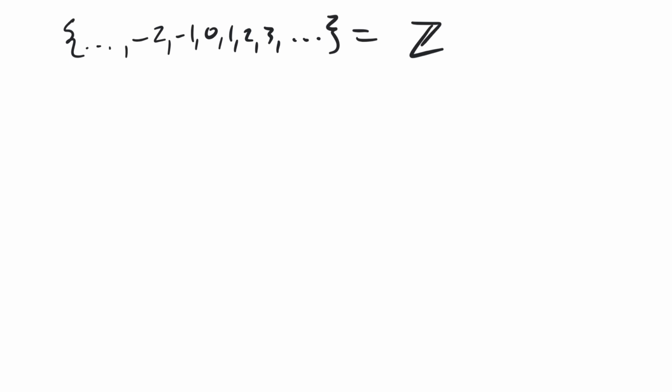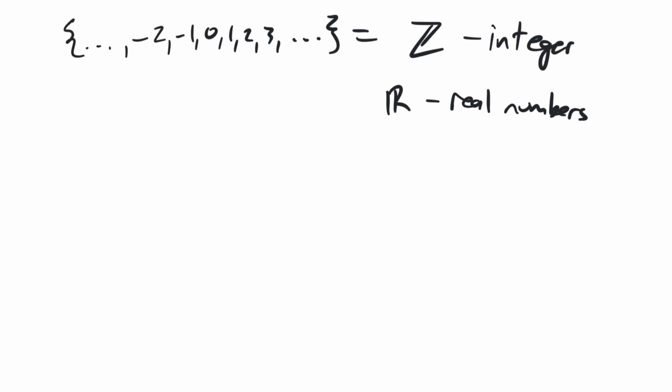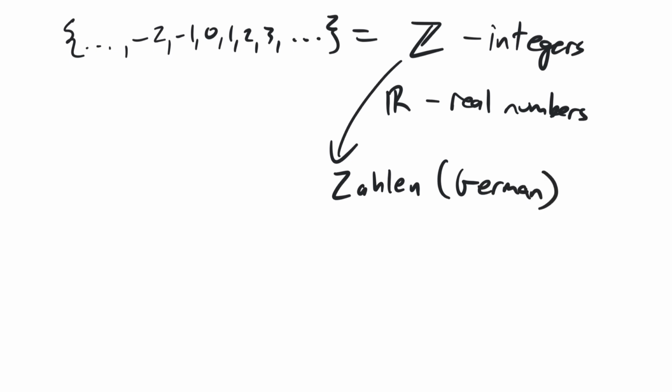Now, the real numbers, that makes sense. You use an R for the real numbers. But why would you use a Z for the integers? Why not use an I for the integers? Well, again, that's because the Germans were the ones who labeled integers. And in German, the word for integer or number is Zahlen. Not sure if I'm pronouncing that right, but doing my best. And so the Germans used the word that made sense to them.